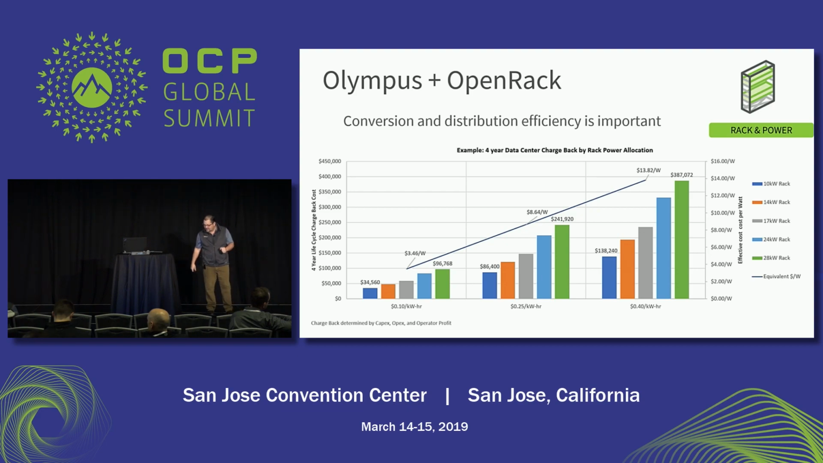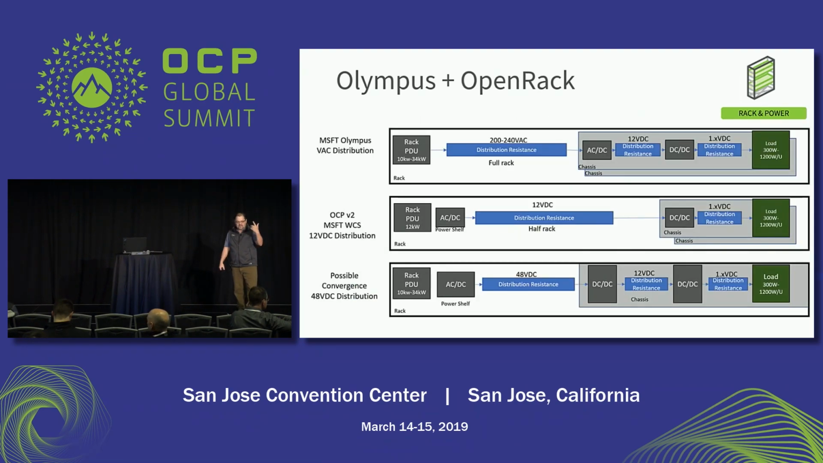300 what? Nearly $400,000, 387. So $1 per watt to me is somewhere between $3 and $13. So efficiency is king. Let's talk about the different voltages. I know we've been talking a lot about 48 volts as being the best thing since sliced bread. It's going to save everybody.